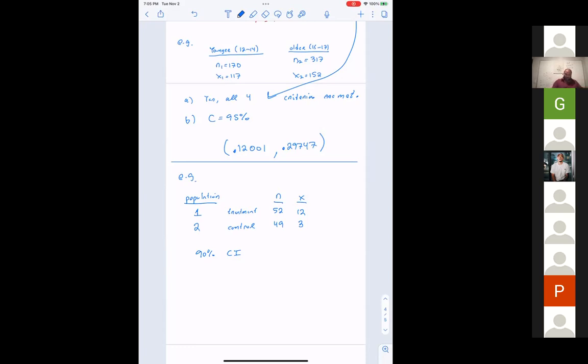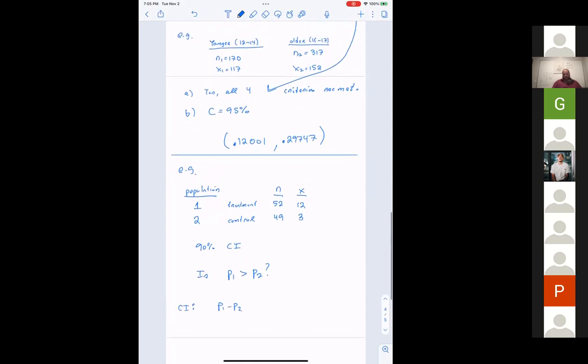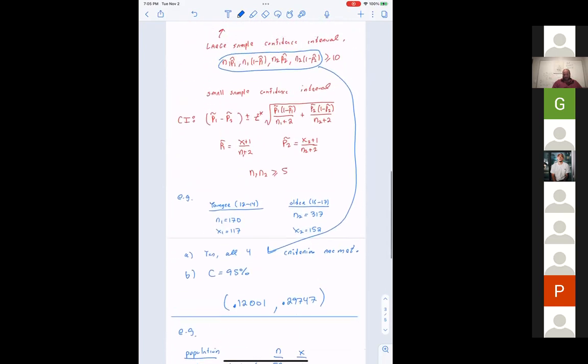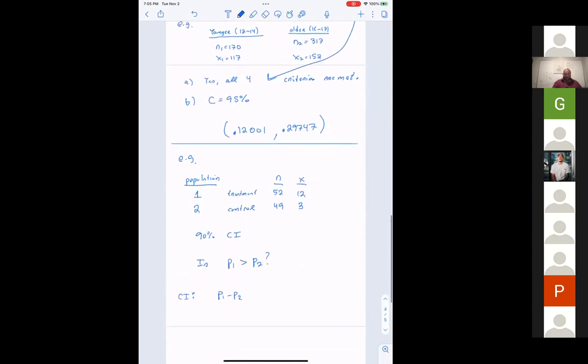So we're curious, is P1, the true proportion for the first population, greater than P2? Is the true proportion greater than or not? So we're going to form a confidence interval. So what's our confidence interval going to be? Well, normally it will be P1 hat minus P2 hat, but you'll notice that the number of successes here is not 10, right? We need 10 of each, correct? The criteria, each of them has to be 10. And we only have 3 successes in the second group.